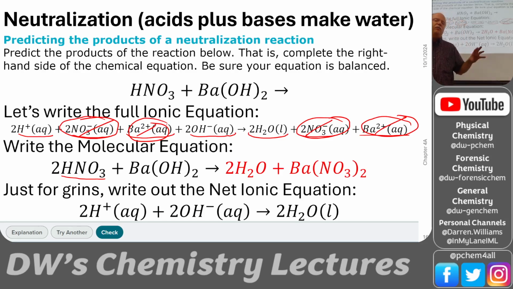You could even simplify that by dividing all 3 of those by 2, but I'm not doing that, just keeping everything the way we had it up above. It's the cation plus the anion equals a neutral water. So this is an acid-base reaction, and that's why we call it neutralization. You probably didn't really think about that word much, but we're making something neutral, meaning not charged.